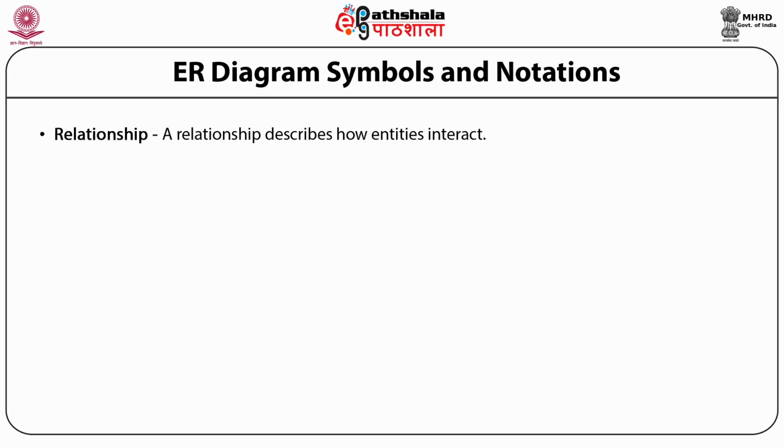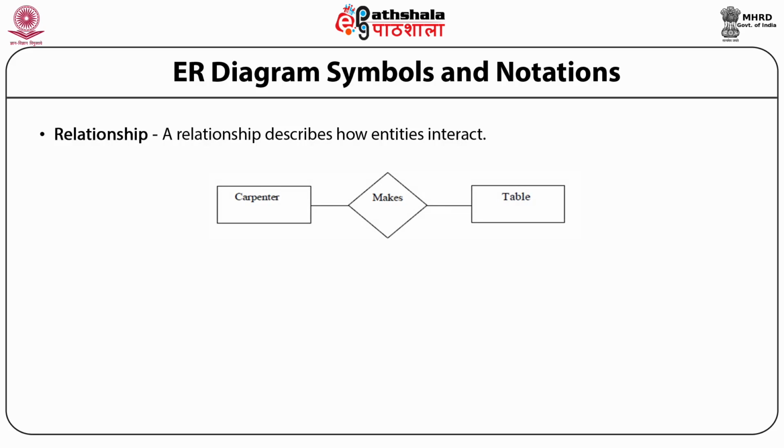Relationship. A relationship describes how entities interact. For example, the entity carpenter may be related to the entity table. And how do we denote this? We denote this by the relationship between the carpenter and the table. And what is the relationship? That the carpenter makes the table. Relationships are represented by diamond shapes and are labeled using verbs.